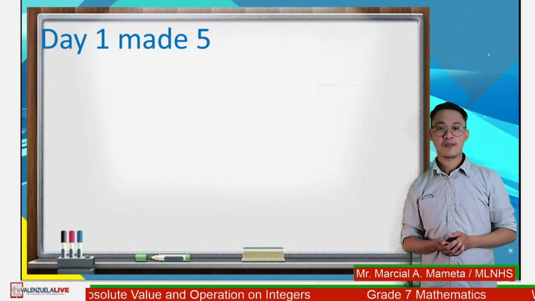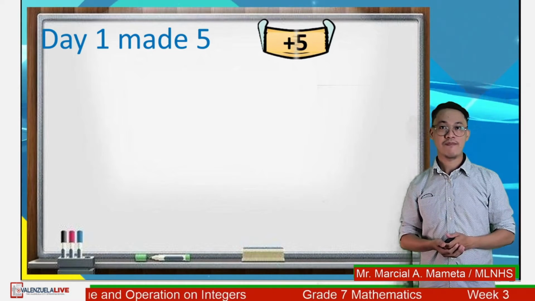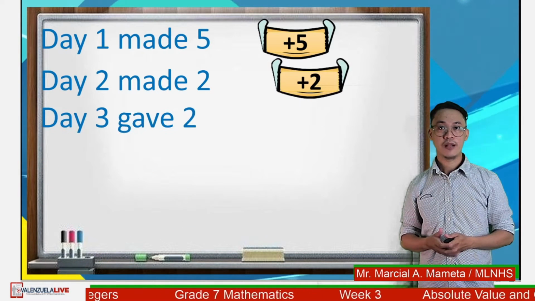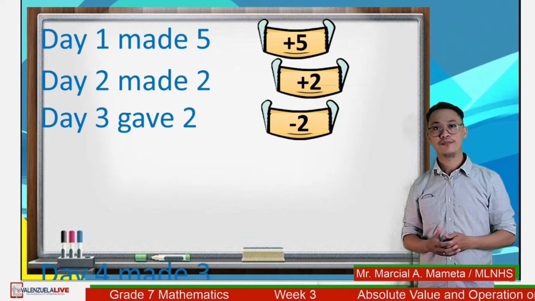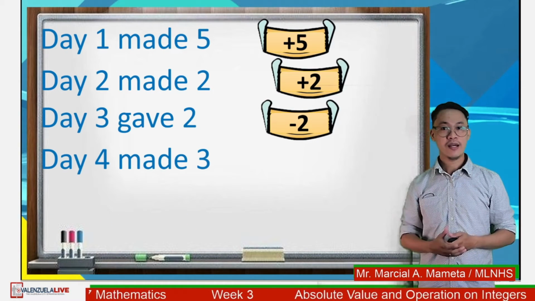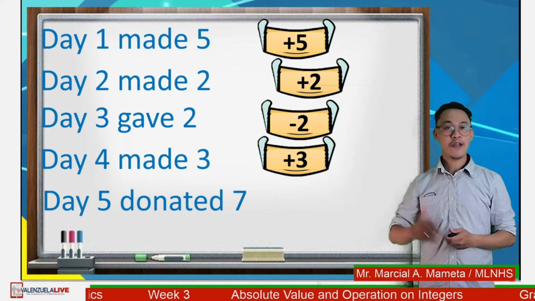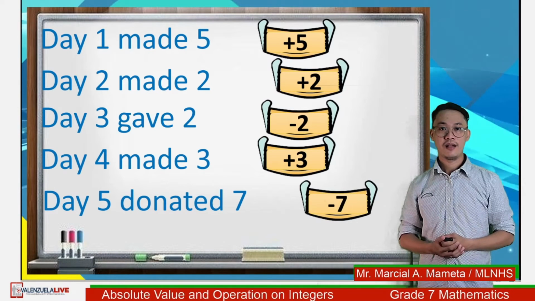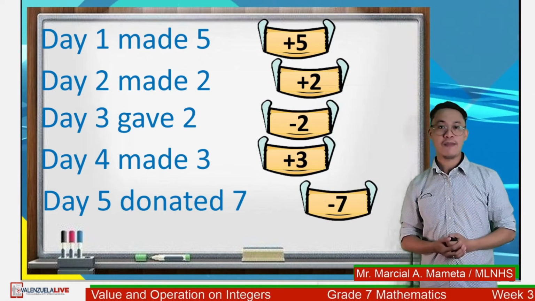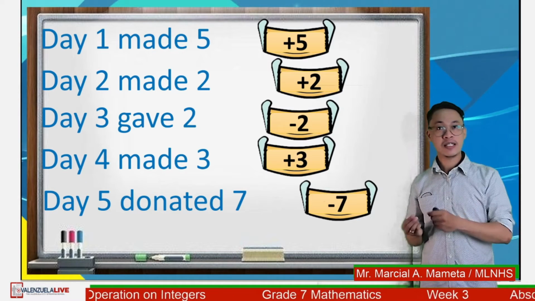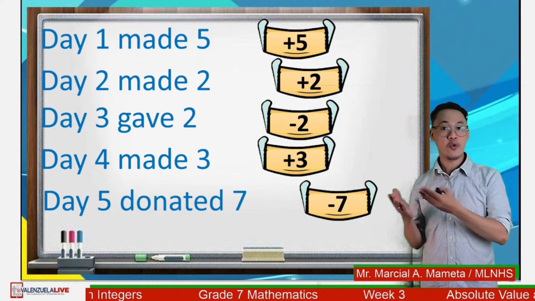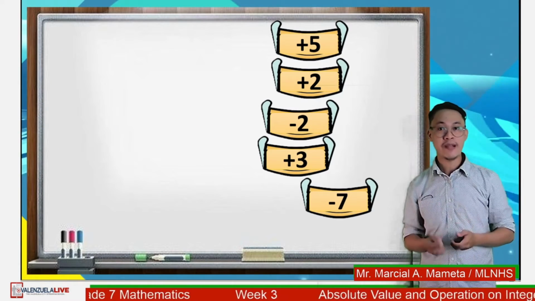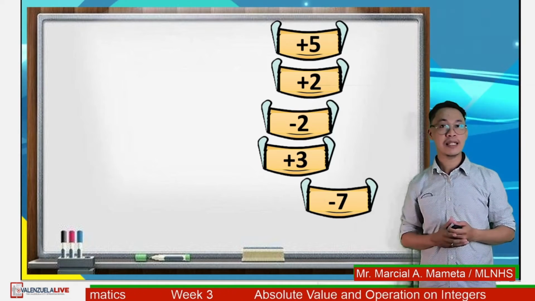On day 1, made 5 pieces. Day 2, made 2. Day 3, gave 2. Day 4, made 3. Day 5, donated 7. Each activity on face masks can be represented by positive and negative numbers, as shown here. To find the number of remaining masks, add the number representations.